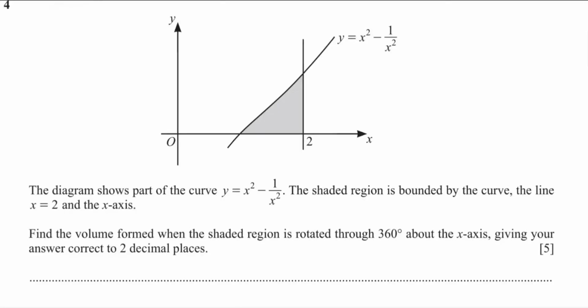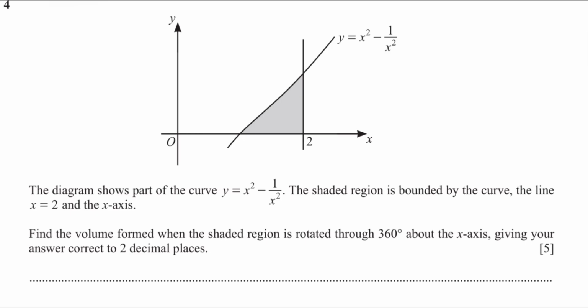And for number 4, we're given a diagram, and it says the diagram shows part of the curve y equals x squared minus 1 over x squared. The shaded region is bounded by the curve, the line x equals 2, and the x-axis. Find the volume formed when the shaded region is rotated through 360 degrees about the x-axis. Give your answer correct to 2 decimal places.